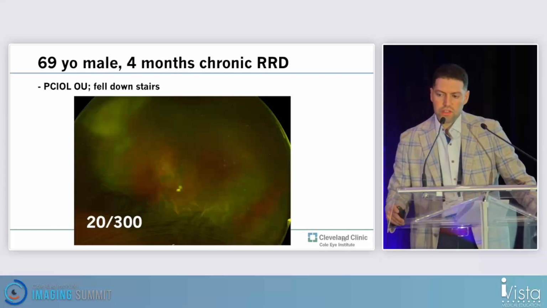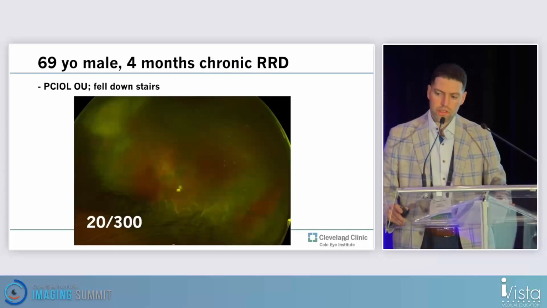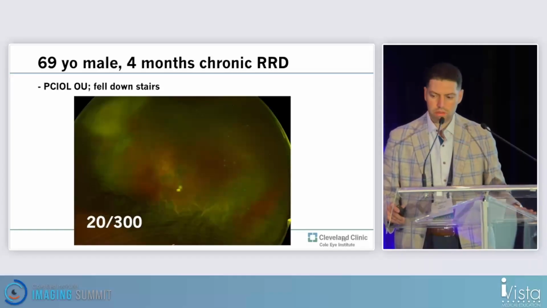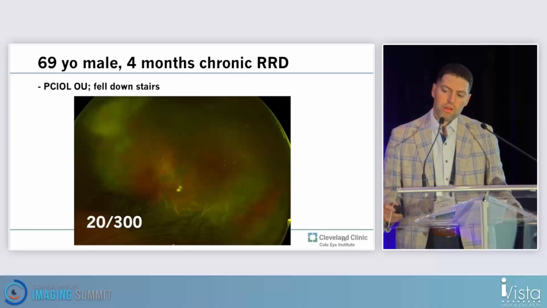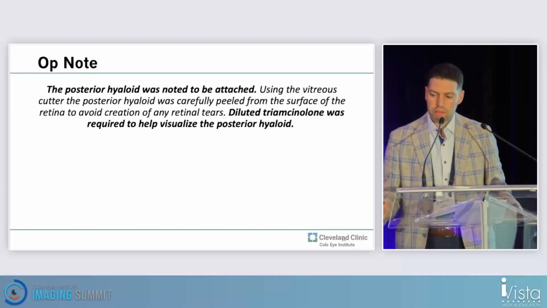This here is a 69-year-old male, 4 months of a chronic retinal detachment, pseudophakic in both eyes, 20/300, and they had a little trauma. They fell down some stairs. So another way that I use pre-op imaging, this one I also show the OCT here. So we do see that the hyaloid is down. But something we also note here is this was a trauma. It's chronic. This patient was a little bit hypotonous, and I'll get to that in a second.